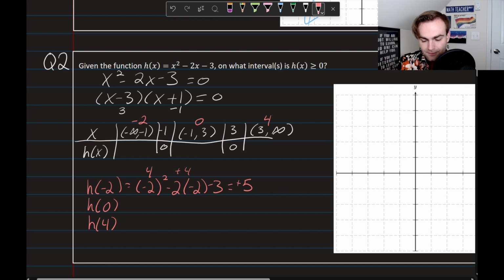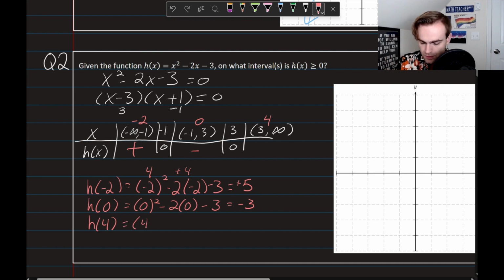5 is positive, so all of my values for h for my x's between negative infinity to 0 should be positive. For 0, well, I get 0 squared minus 2 times 0. Both of those turn into 0 minus 3, so I get negative 3. Everything between negative 1 and 3 has a value that is negative. And then we're going to try out 4.